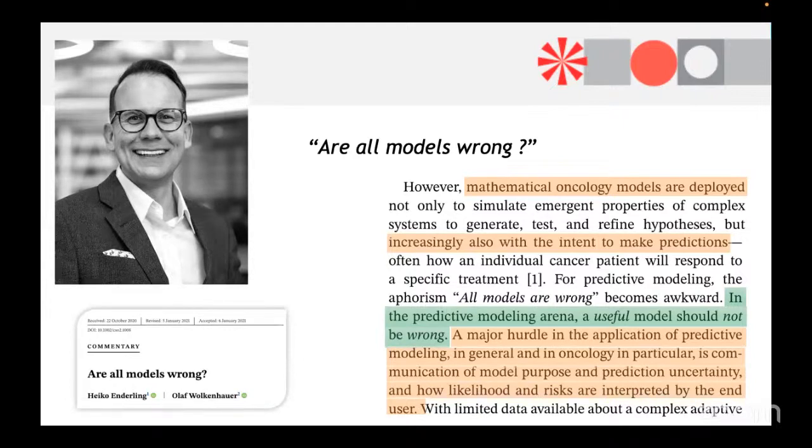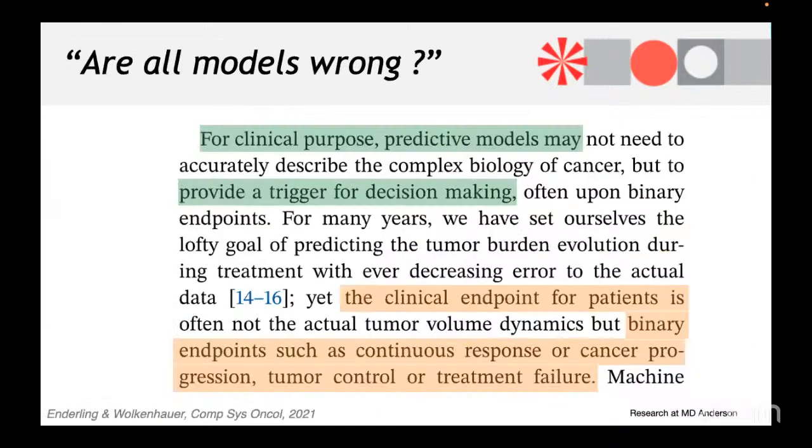So I think a major hurdle in us trying to talk to clinicians is the language we are using. What's the purpose of the model? What are we trying to achieve with the model? For clinical purposes, predictive models may provide decision making. The clinical endpoint for most patients is binary. No clinician has ever asked us, can you predict the tumor volume at the next time point? All they ask us is, will the patient progress or not? It's a binary endpoint. There's a certain cutoff.